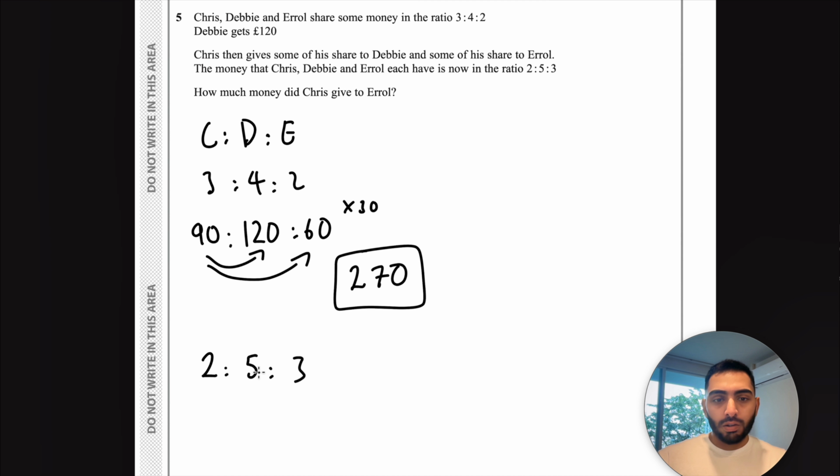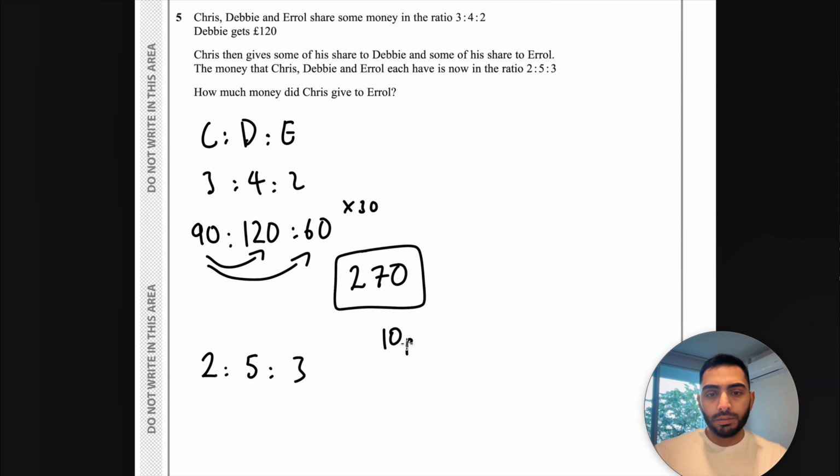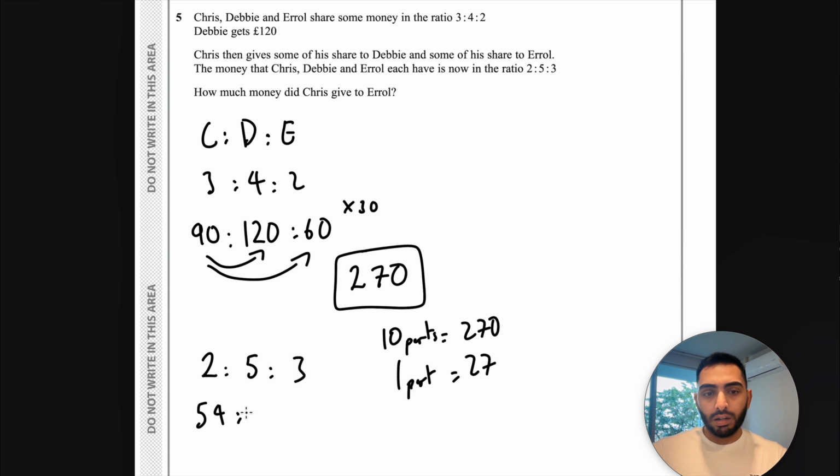How many parts are there altogether? There's 5 add 3, 8 add 2 is 10. 10 parts equals 270. 1 part is going to equal 27. Now we can work out what they each have. That'd be 54, 135, and 81. And if you added up these three numbers, you should get 270.